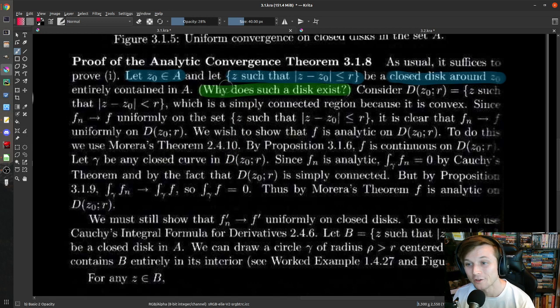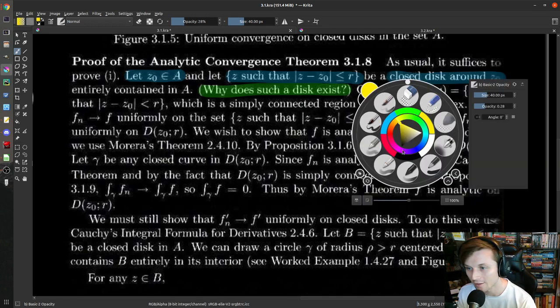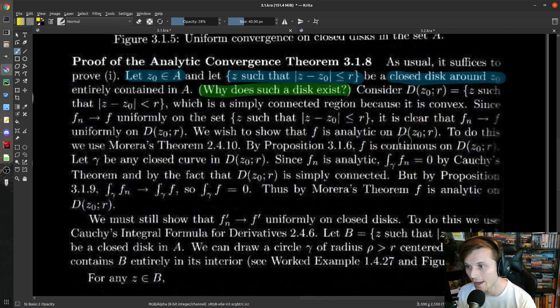Anyways, so such a disk exists. That is, if you've got a point z naught in A, you can always find some r greater than 0 such that you can get a closed disk at z naught entirely contained in A. This has to exist. Okay. So back to the fun of the proof. Now, this disk centered at z naught of radius r that doesn't contain that boundary is a simply connected region because it is convex.